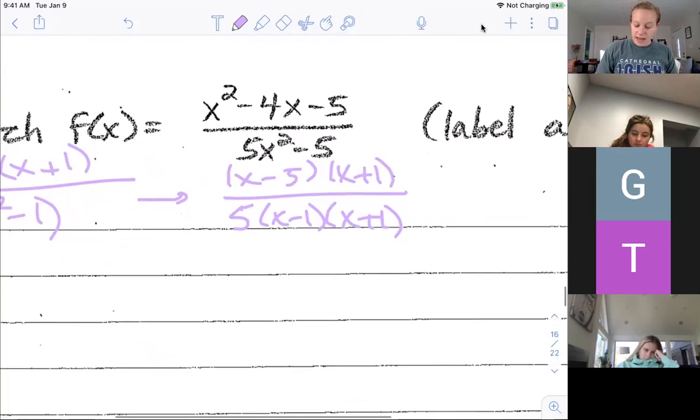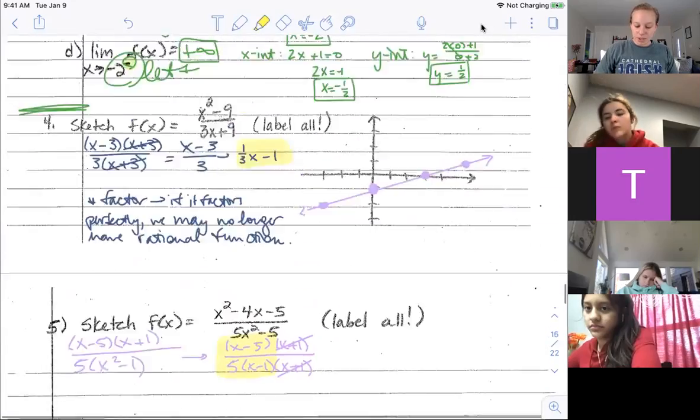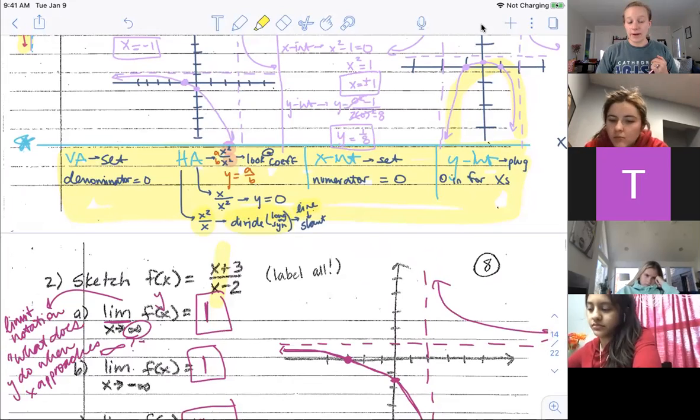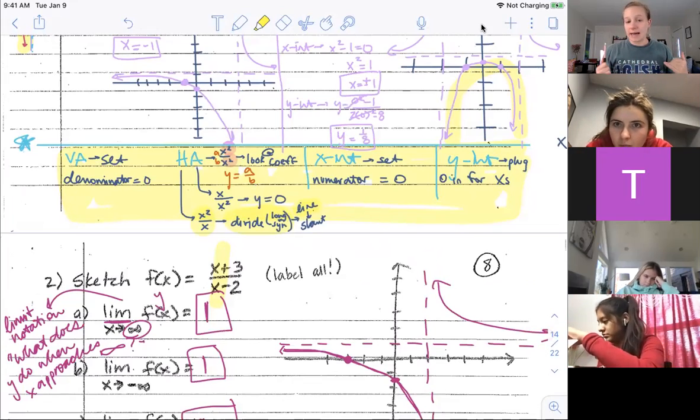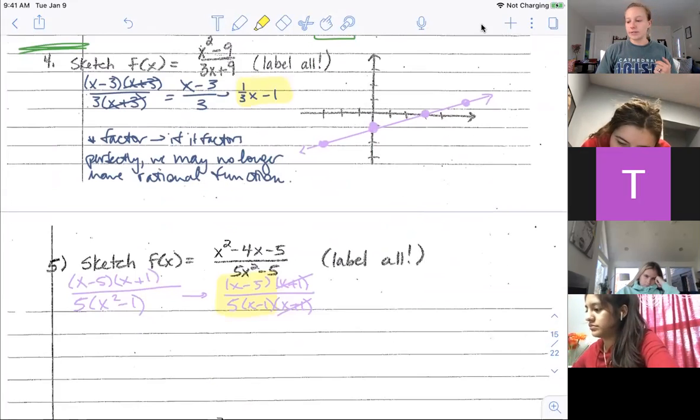Okay, now that it's factored down, I have this common factor, x plus 1, that gets crossed out. We're going to deal with him in a second, but we're only going to focus now on my simplified version, my x minus 5 over 5 times x minus 1. We can go back up a couple pages ago to our little key for finding vertical asymptote, horizontal asymptote, x-intercept, and y-intercept, because we're doing that exact same thing here. So now, on this simplified equation, I need you to find VA, HA, x-intercept, y-intercept.